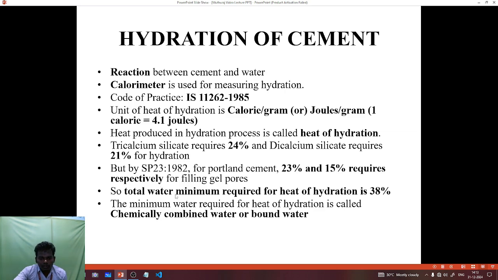So the minimum total water required for heat of hydration is 38%, and the minimum water required for heat of hydration is called chemically combined water or bound water, which means this 38% is also known as chemically combined water or bound water.